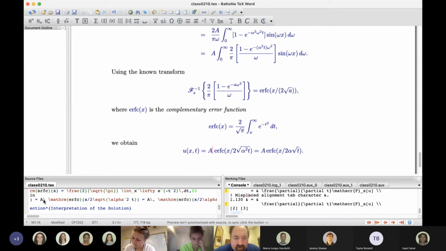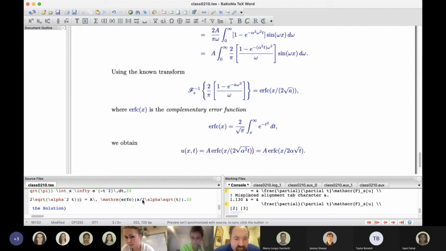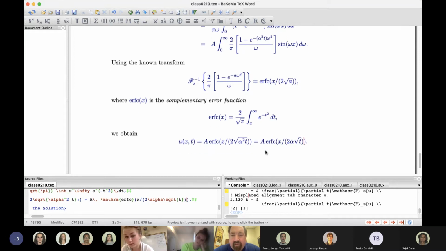So now I can use this definition for the complementary error function, where here I have a constant a that goes here. Here that constant is alpha squared t. So that's what goes in place of a in this formula. And I'll just fill in the parentheses I should have. So that is the solution to our initial boundary value problem, expressed in terms of the complementary error function.